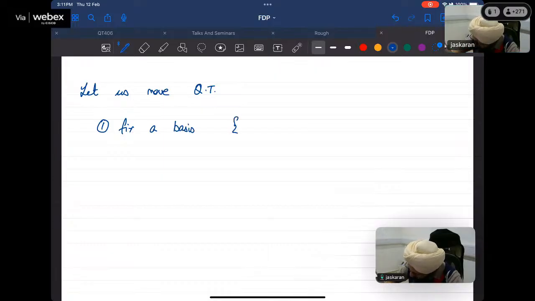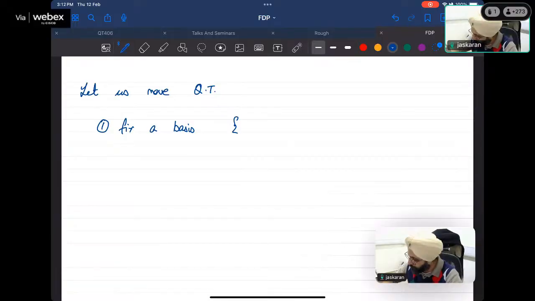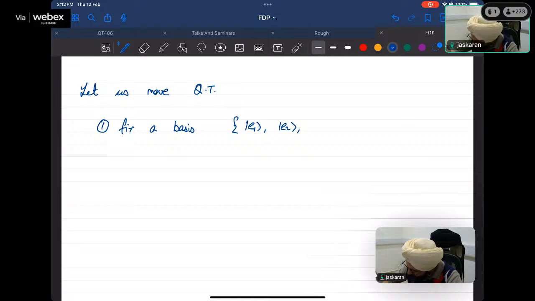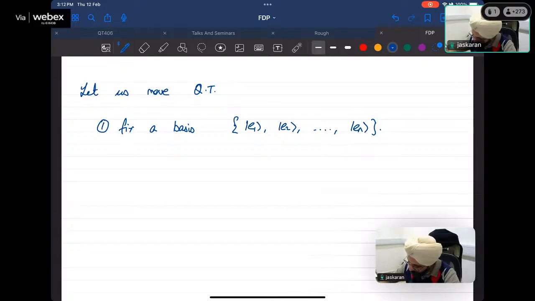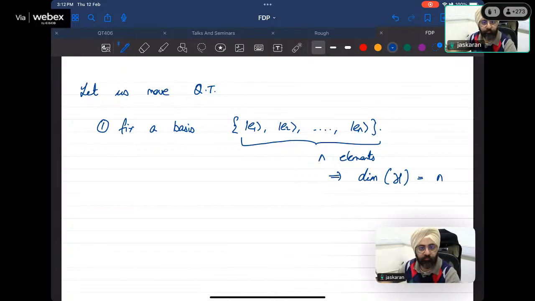In this case my basis will no longer be a set of unit vectors. In fact they will be kets. So I can have a basis, let's say, denoted by ket e1, ket e2, up to ket en. So in this case I have a set of n elements, and this implies that the dimension of the Hilbert space that I will be looking at is n dimensional.